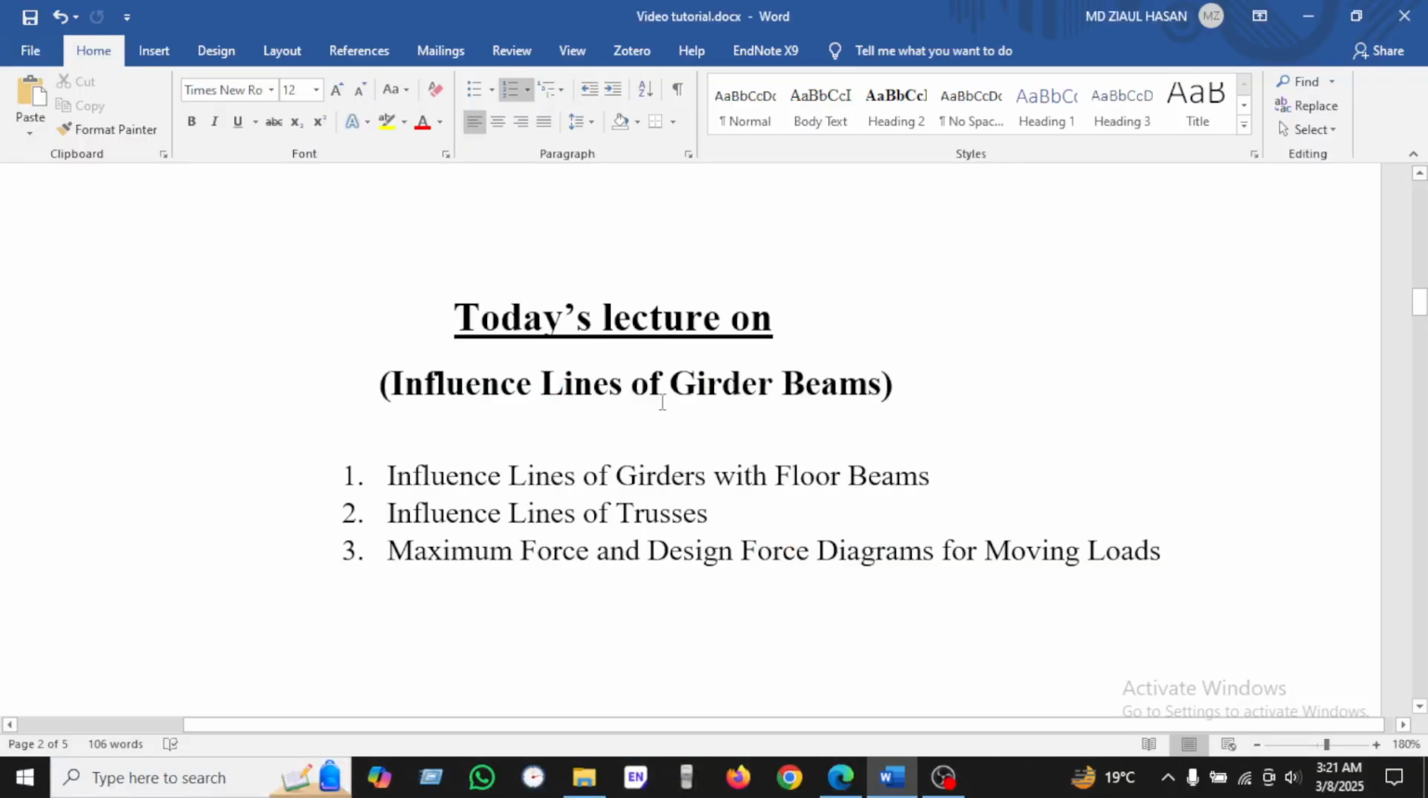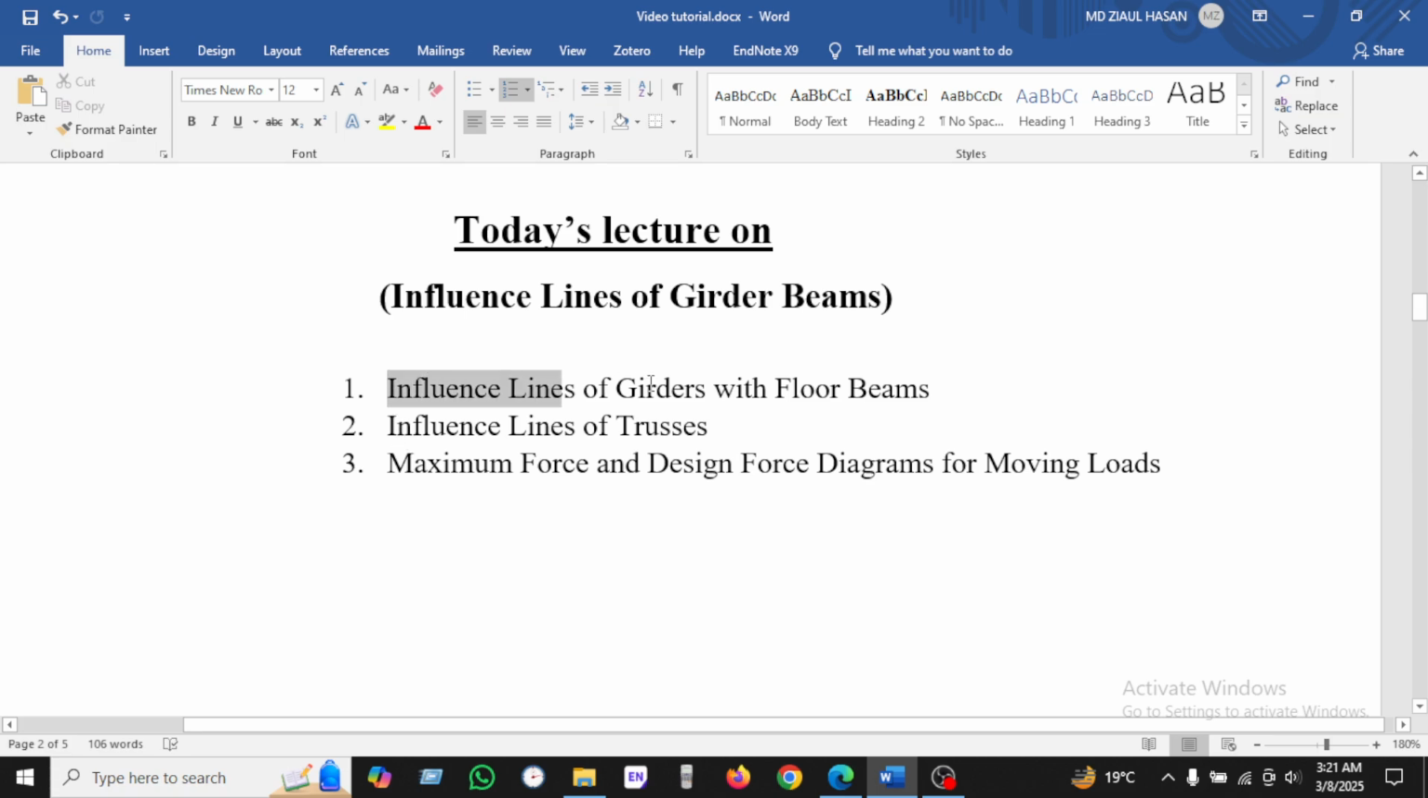Hello everyone, today I am going to deliver a lecture on influence line of girder beam. Here are the topics that will be covered. First of all, I will provide a lecture on influence line of girder with floor beam, and influence line of truss. This is the truss, and this is the girder with floor beam.